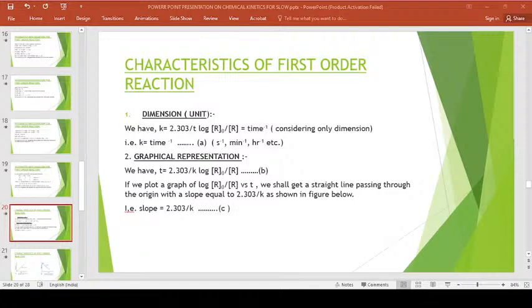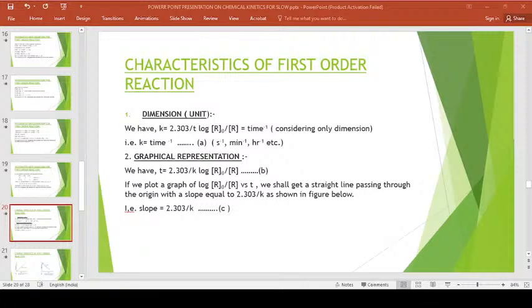So if we plot a graph of ln K versus 1/T, we shall get a straight line with a slope of -EA/R and an intercept of ln A, as shown in the figure. This nature of the graph you have to keep in your mind. From this we are able to find the value of activation energy from the slope, and we may also find the value of capital A, the pre-exponential factor, from the intercept.